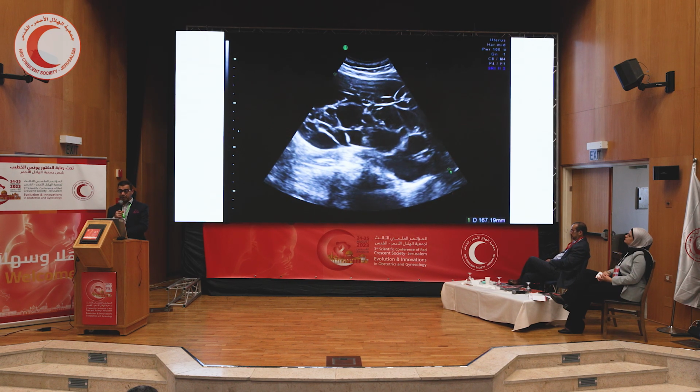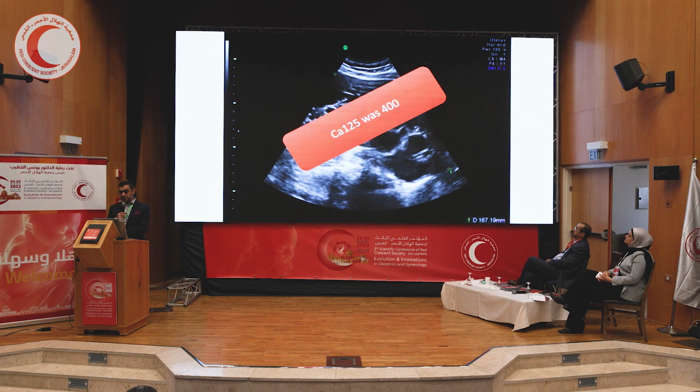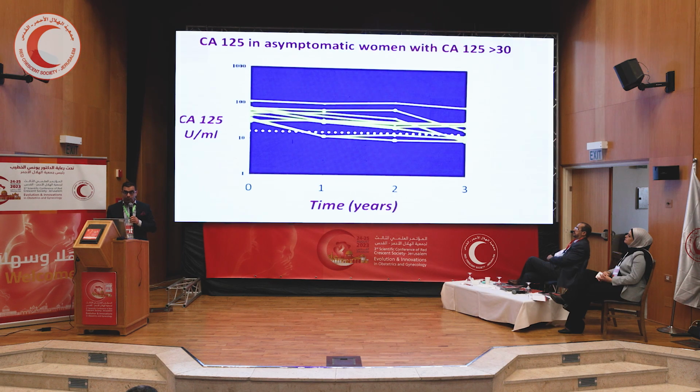Remember, she's 32, nulligravida, and you do a CA125 and it's 400. So what's your next step? Shall we go and remove the ovaries, or shall we go and remove the cyst? Before I move on, I would like to ask you, do you routinely do CA125 for complex ovarian masses? Yes, most of us do.